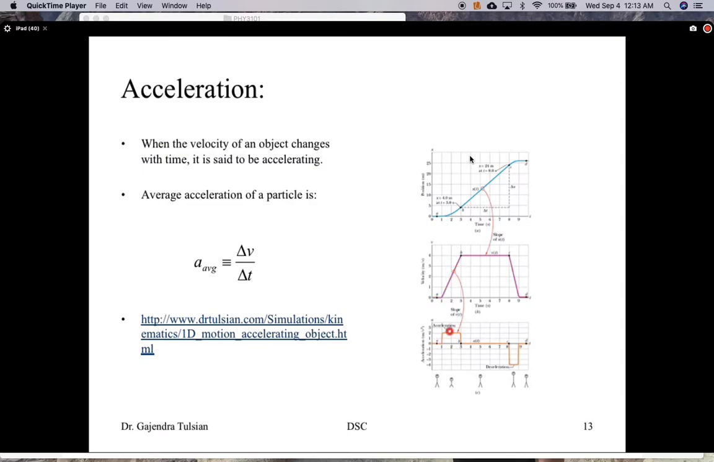Here, the velocity is changing, and it turns out that the slope of this line is constant, so the acceleration is constant. No acceleration here, acceleration is zero, and the acceleration is negative here.